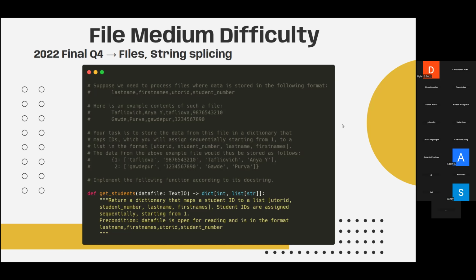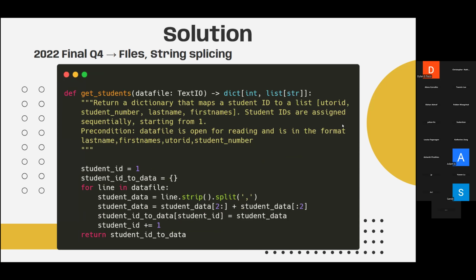So here, this is the solution for the get students function. So as I said before, we need to create a dictionary that maps the student IDs to a list of utor ID, student number, last name, and first names. And student IDs are assigned sequentially starting from one. So we will start from one and then increase as we go. So first we will set a base student ID to be one, and then we can keep track of that as we go through the for loop. And then we will create an empty dictionary to store all our information.